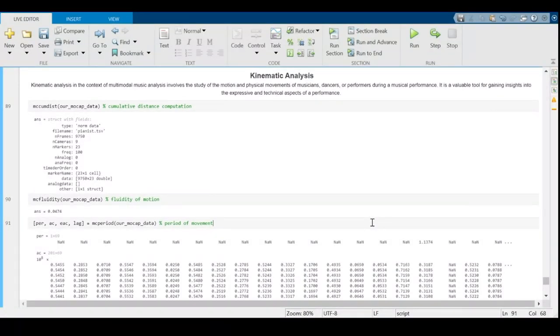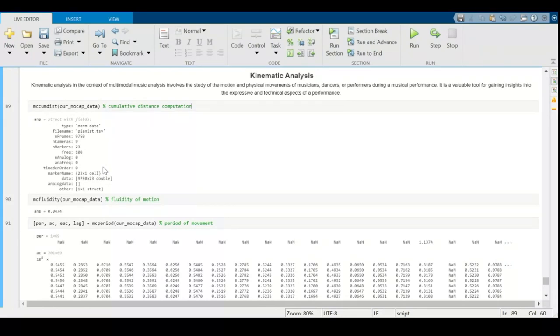Moving on to the kinematic analysis, in the context of multimodal music analysis, it involves the study of the motion and physical movements of musicians, dancers, or performers during a musical performance. We will start by computing cumulative distance. This is a measure of the total distance covered by specific body parts or instruments or performers during a musical performance. It is a quantitative metric that quantifies the spatial extent of motion over time.